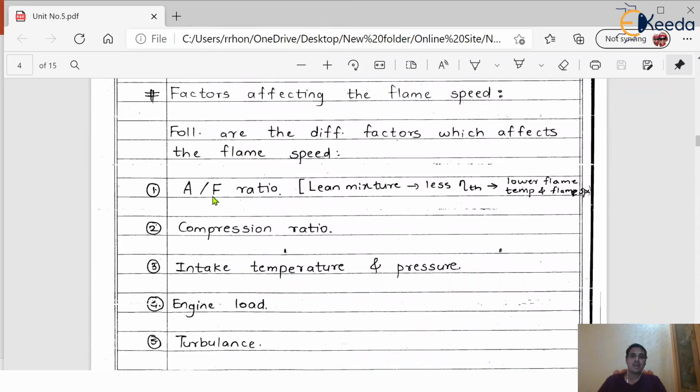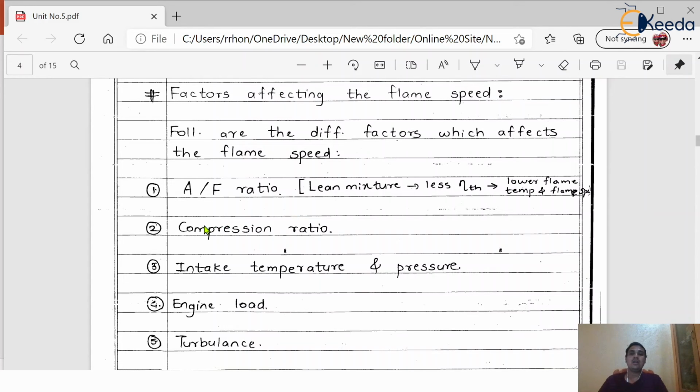The first factor which affects the flame speed is the air fuel ratio. If we are not able to supply the exact amount of air fuel ratio to the engine cylinder with the help of the carburetor and associated components, then definitely there will be a problem with the flame speed itself. Sometimes a lean mixture is required by the engine, but the carburetor supplies a rich mixture, then definitely it will affect the flame speed. So the air fuel ratio is one of the important factors which affect the flame speed.